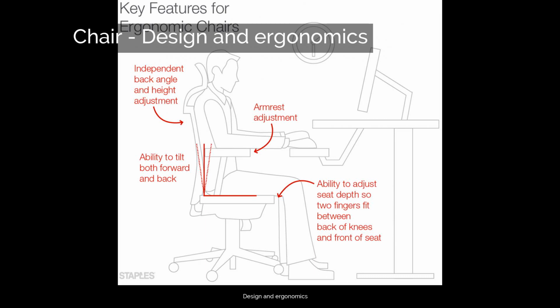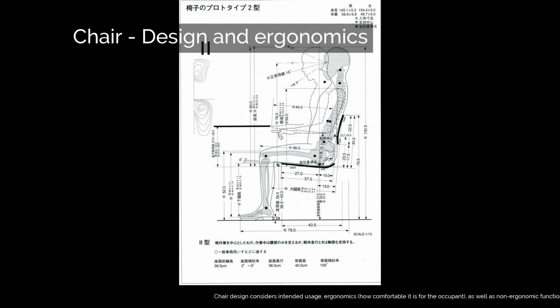Design and ergonomics. Chair design considers intended usage, ergonomics, how comfortable it is for the occupant, as well as non-ergonomic functional requirements such as size, stacking ability, folding ability, weight, durability, stain resistance, and artistic design.